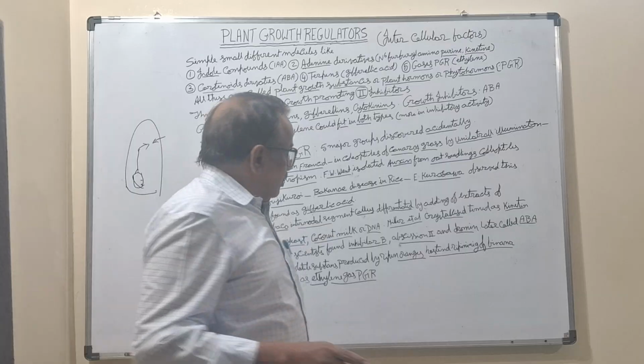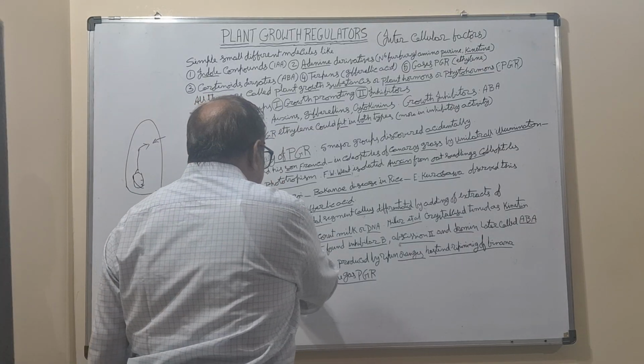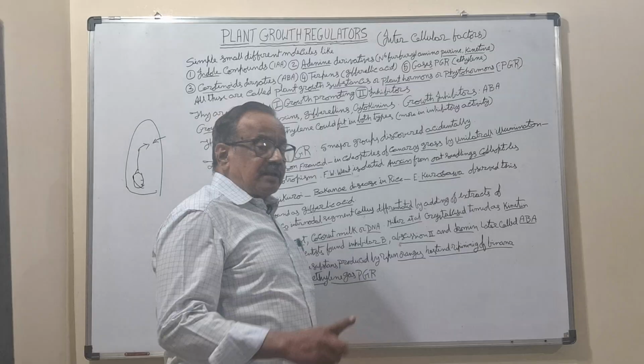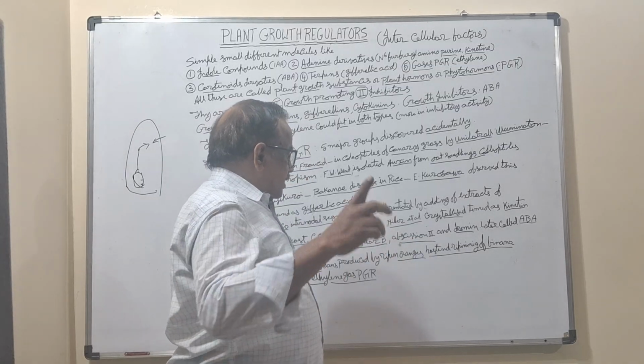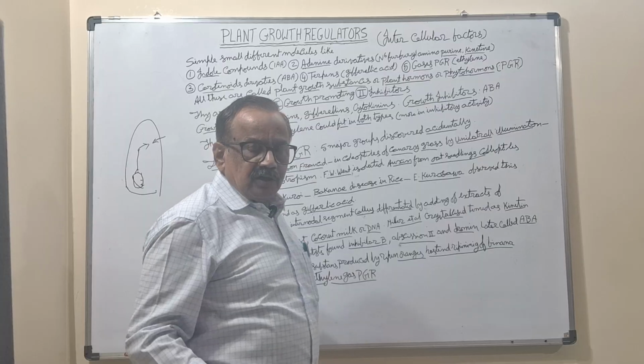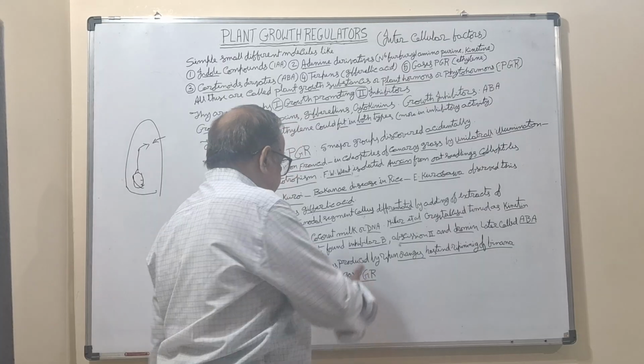Those independent scientists found inhibitor B. This is the most important: inhibitor B, abscission 2, dormin. What are they? That you should also know. For the further explanation, I am giving.